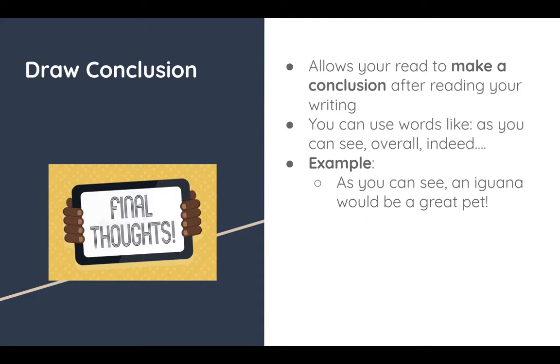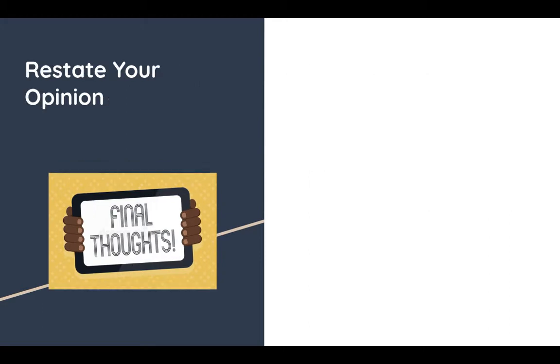This type of closing allows your reader to make a conclusion after reading your writing. You can use words like this to help with your closing: as you can see, overall, and indeed. And I know that you're all really familiar with these transition words that we've been using for our closing. My example of a draw conclusion closing is, as you can see, an iguana would be a great pet. So this is showing the reader once more that my opinion is that I think an iguana would be a great pet.